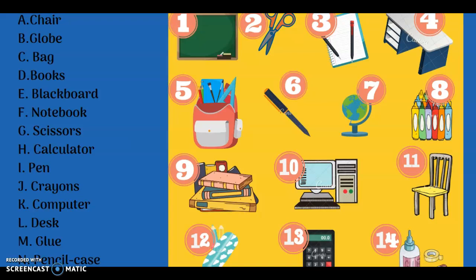So what is the idea? The idea is that you have to do the same thing that I have just done with the other words and images. So for example, B, globe. The meaning of globe in Spanish is globo terráqueo. So the correct number here is number 7. So the idea is that you're going to match the number with the correct word.